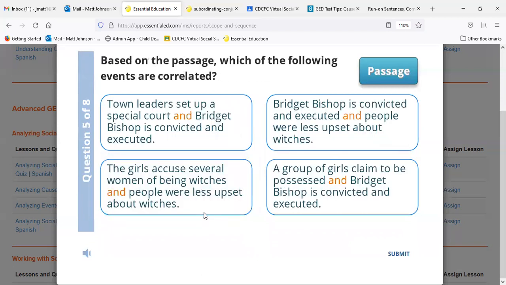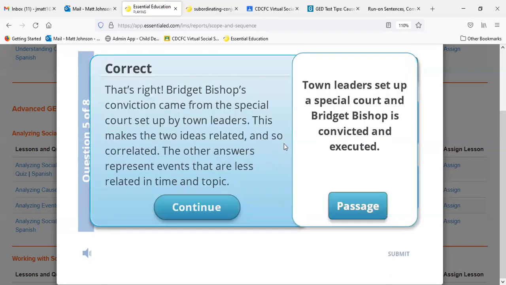And which are correlated? So mutual relationship. In this case, town leaders set up a court and Bridget Bishop was convicted and executed, right? Those things happened, right? That's not a cause and effect, that's a correlation. The conviction came from the special court set up by the town leaders. This makes the two ideas related, and so correlated. The other answers represent events that are less related in time and topic.